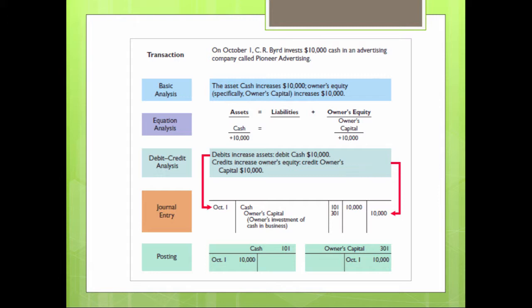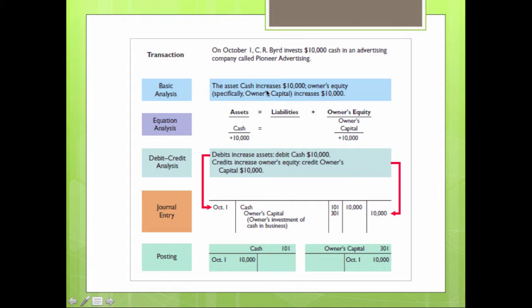From this visual, we can see what we learned in Chapter 1. We have a description of a transaction that needs to be recorded. It says that the asset cash increases $10,000 in owner's equity. Here's a transaction. I'm reading the basic analysis. On October 1st, this company invests $10,000 in cash in an advertisement company called Pioneer Advertising. So that's our transaction that they give us a description for.